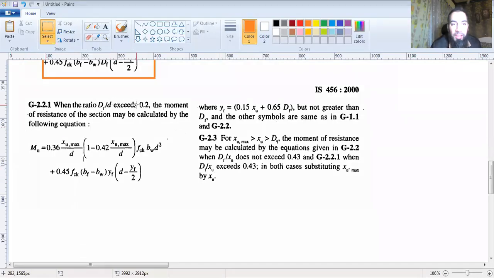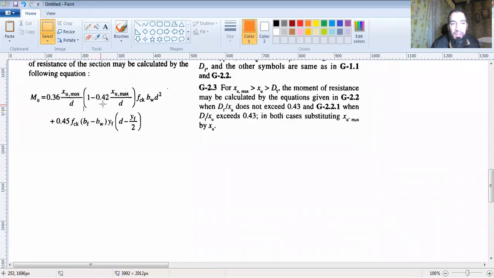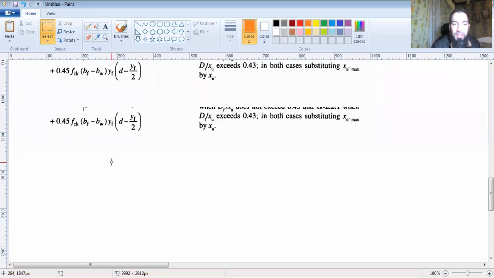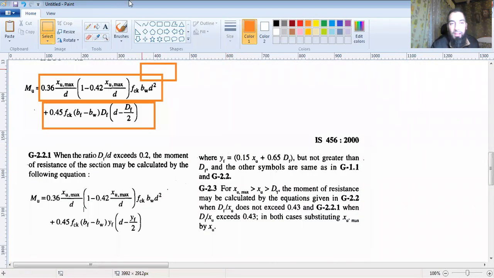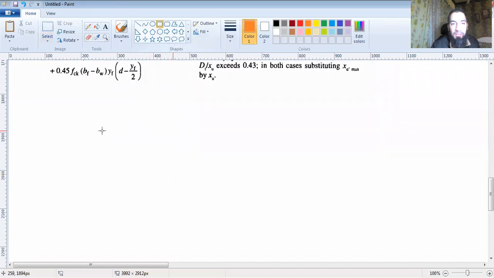Your Df by d exceeding 0.2, the moment of resistance of the section may be calculated by the following equation. 0.36 xu max by d, 1 minus 0.42 xu max by d, 0.1 fck bw d square. Now, you would say, what is this? Let me again redraw this.